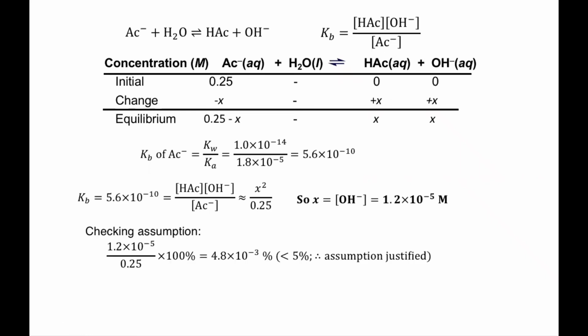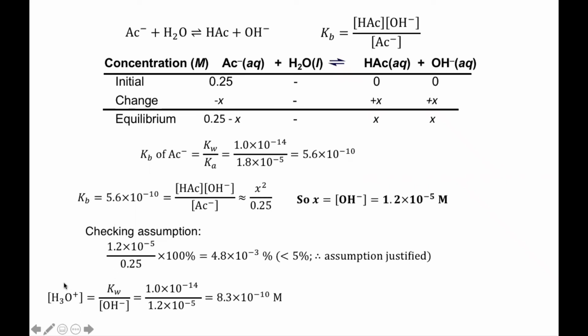And so we're checking the assumptions here. 1.25 times 10 to the minus 5 divided by 0.25 times 100% is going to be equal to 4.8 times 10 to the minus 3%, which is much less than our 5% cutoff. And so that's going to mean that our assumption is in fact justified. Then we can use this to find our hydronium ion concentration.